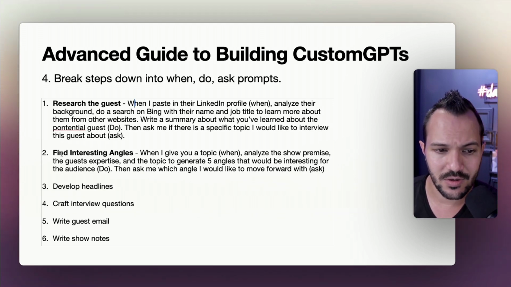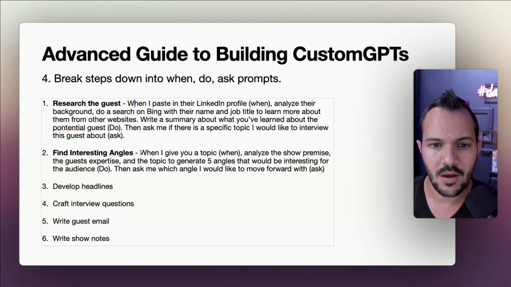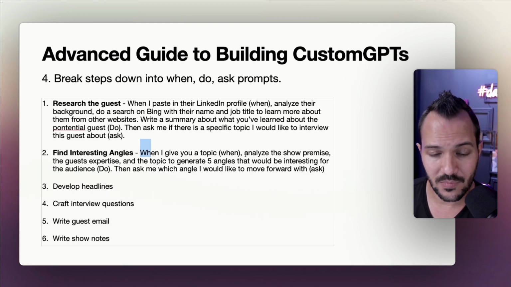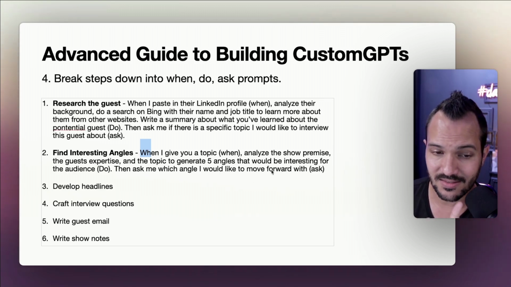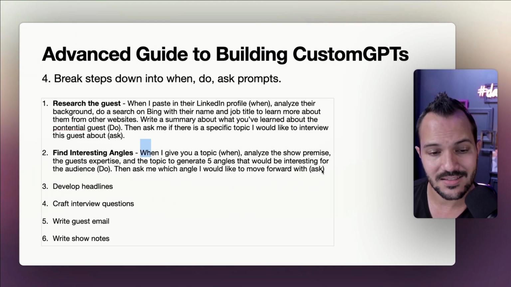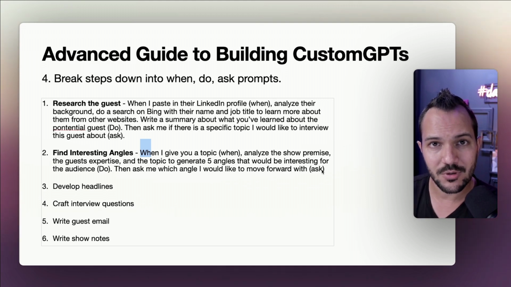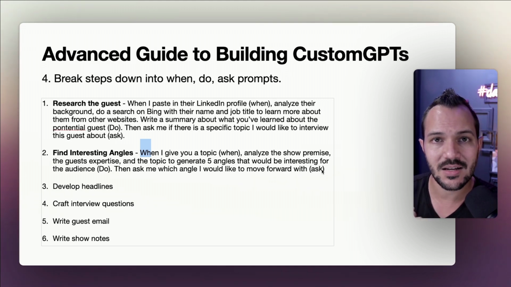So another example is, after that, I have another when-do-ask prompt in the steps that looks like this. When I give you the topic, because that's what it stopped to ask me for, that was the last ask I had, then ask me about the specific topic. The next step is, when I give you the topic, that's the when, analyze the show premise, the guest expertise, and the topic to generate 5 angles that would be interesting for the audience. That's the do. Then ask me which angle I would like to move forward with. That's the ask. And you can see each step can be broken down into the when-do-ask style prompt in order to build a very robust custom GPT.